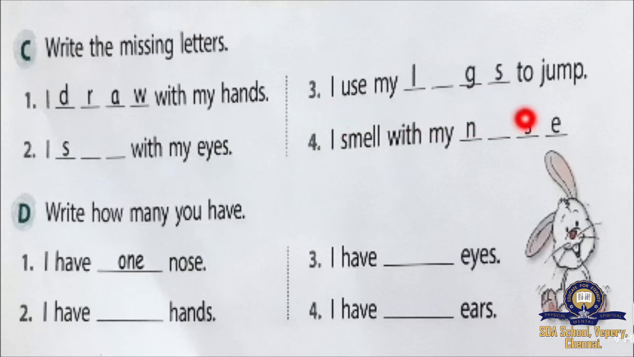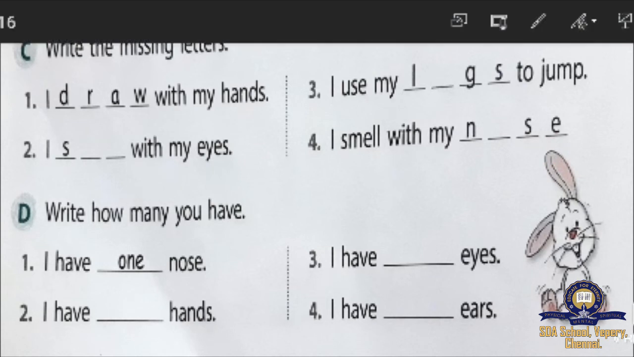And then number 3, I use my dash to jump. Which one do you use to jump? You use your legs. What's the spelling for legs? L-E-G-S, legs. And look at the 4th one, I smell with my nose. What's the spelling for nose? N-O-S-E, nose. Shall we do it now? Yes.